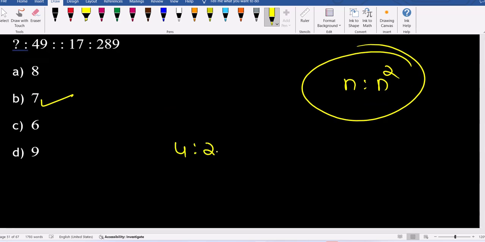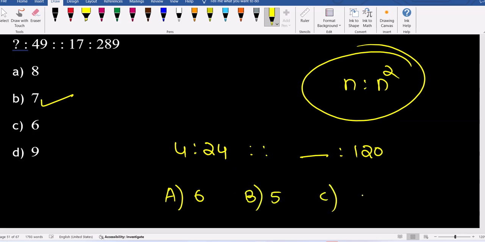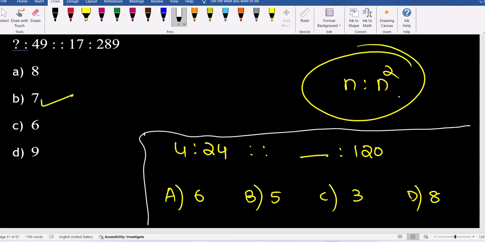This question is also one of the previous questions given. 4 is to 24 as dash is to 120. Option A, 6, 5, 3, 8. Guys, can anyone work on this question? Analogy related stuff. 4 is related to 24, dash is related to 120.